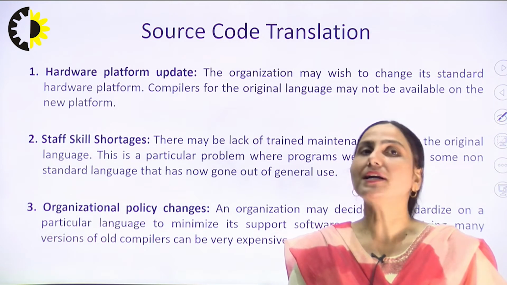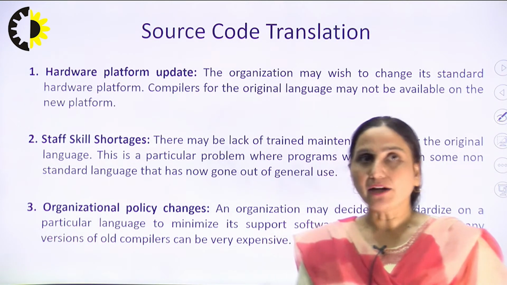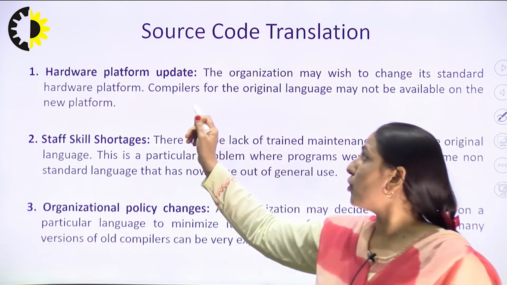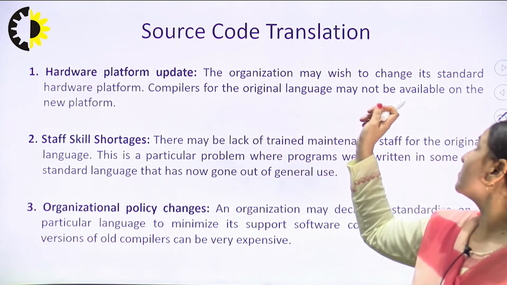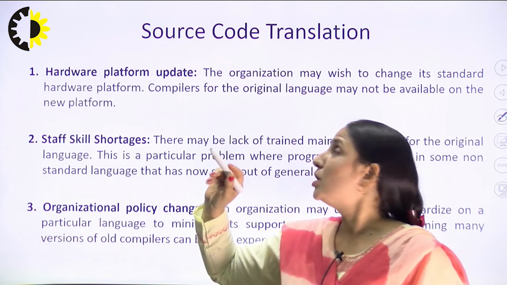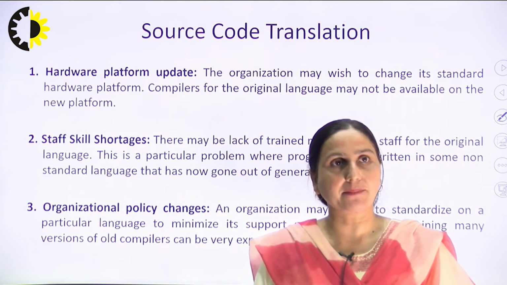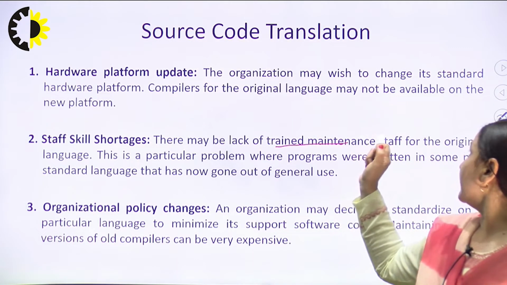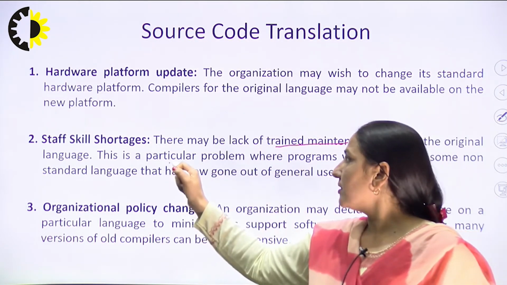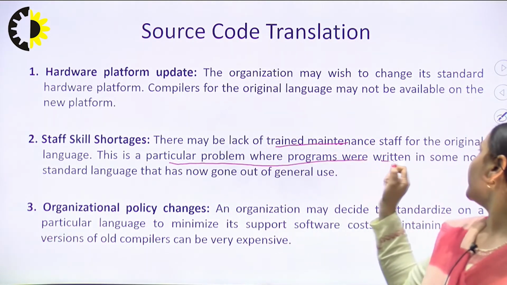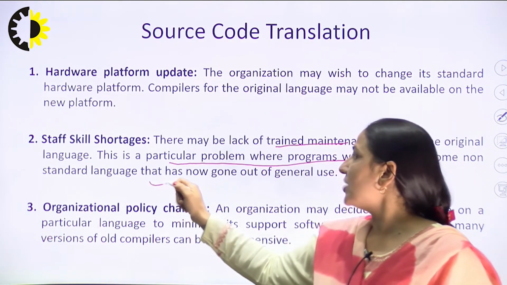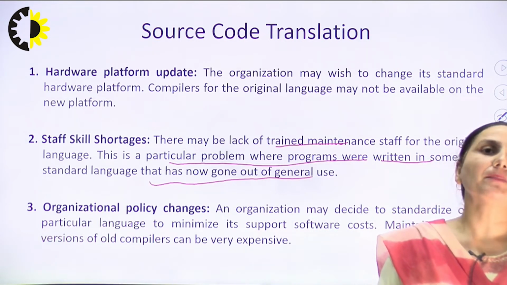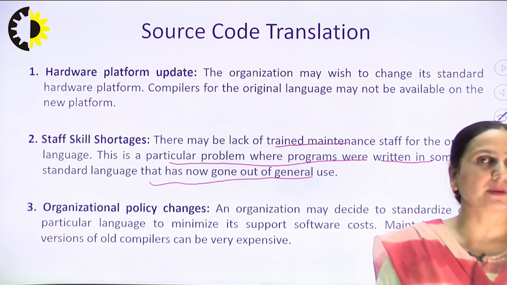Then again, if you are talking in terms of source code translation, hardware platform update, the organization may wish to change its structured hardware platform. Compilers for the original language may not be available on the new platform. So, this is basically the type of translation that can be done. Then again, staff skill shortages, there may be a lack of trained maintenance staff for the original language. This is a particular problem where programs were written in some non-standard language that has not gone into general use. So, there may be a lack of trained staff from the maintenance point.